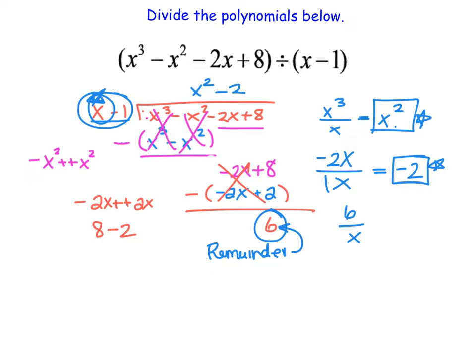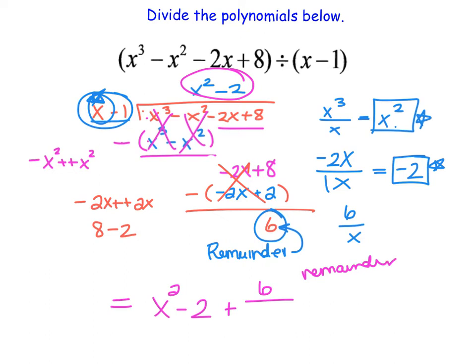So what we've done here is we've divided x cubed minus x squared minus 2x plus 8 by x minus 1. And what we've found as our answer is x squared minus 2. And then we have this remainder, so we're going to write plus a remainder of 6. So notice I have my remainder in my numerator here. And then in my denominator is the polynomial I was dividing by, which is x minus 1. So notice that's the polynomial that I was dividing by in the first place.